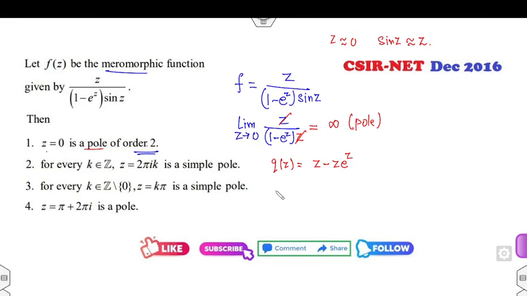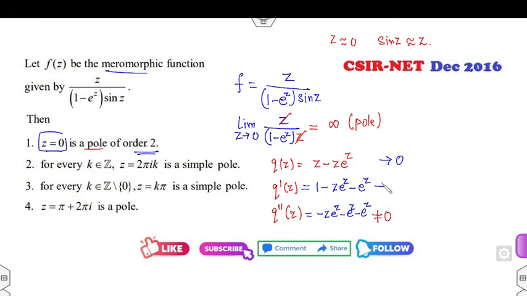Now, what is the meaning of the order 2? That means q of z is also 0, and q double dash z is non-zero. Then only it's a pole of order 2. So what is the derivative? The first derivative will be z into e raised to power z minus e raised to power z. The second will be minus z e raised to power z minus e raised to power z. Now at the point z equal to 0, this value will be 0, this value will be 0, this value will be minus 2, which is non-zero. So the second derivative is non-zero. That means the pole of order 2 is my correct answer.